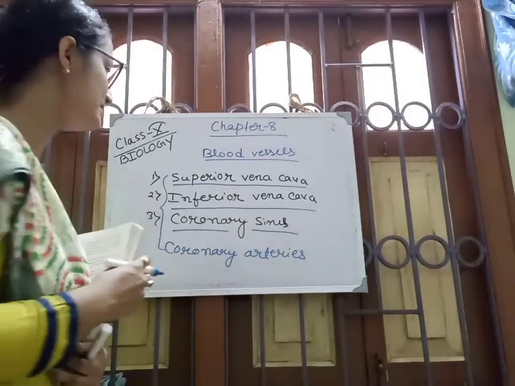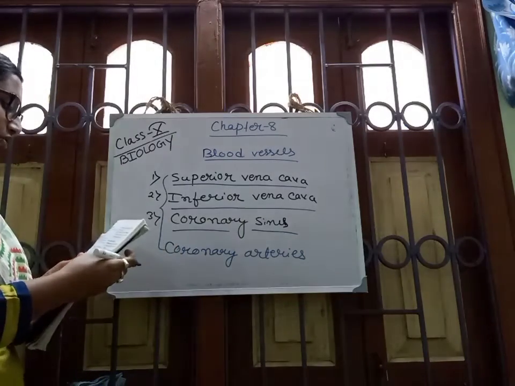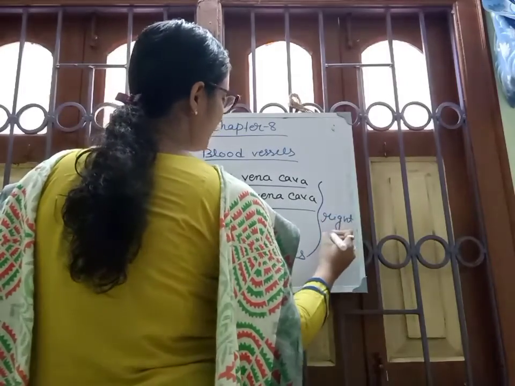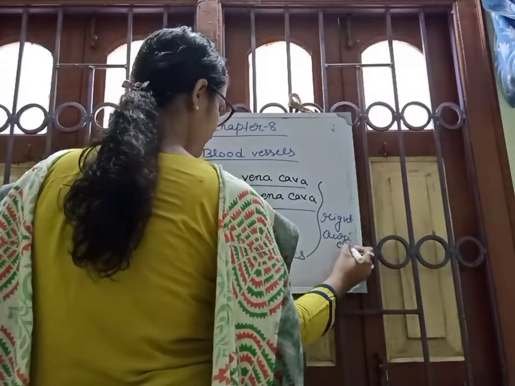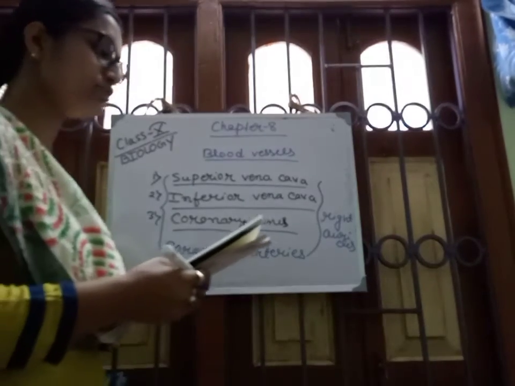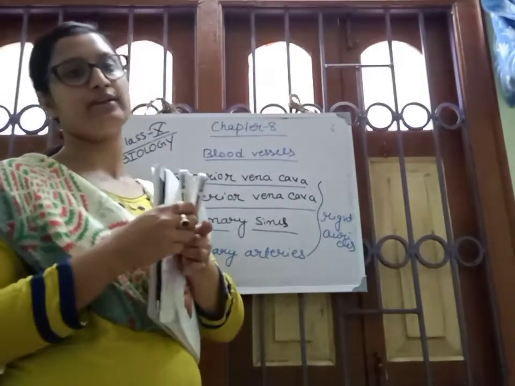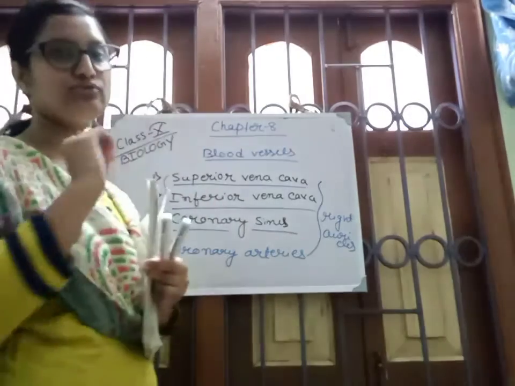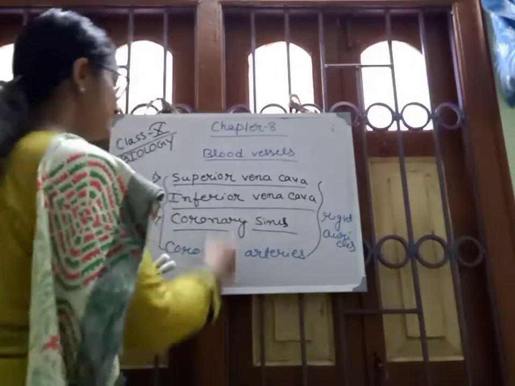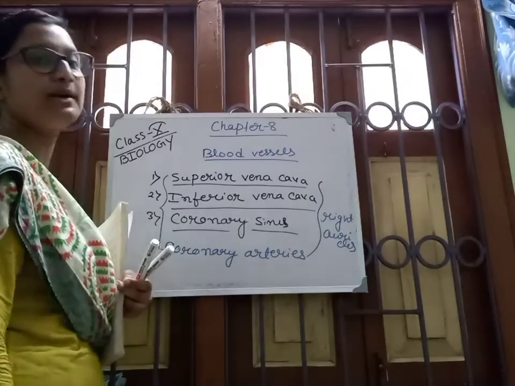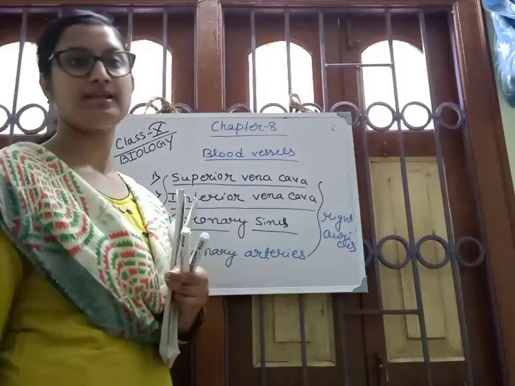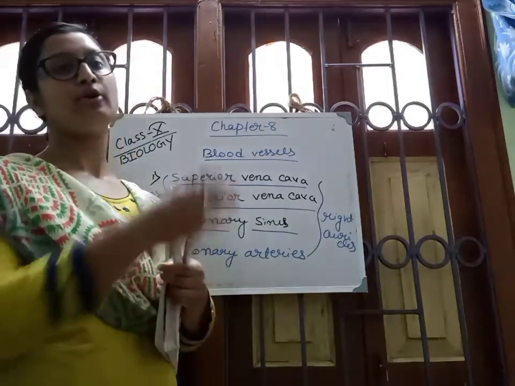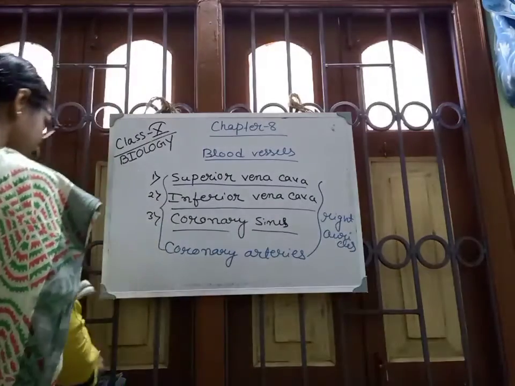These three are received only by the right auricle. Here I am writing the right auricle. And the left auricle receives the pulmonary veins. These are the blood vessels entering the heart. These three blood vessels enter blood into the right auricle, and the two pulmonary veins bring blood from the lungs into the left auricle.